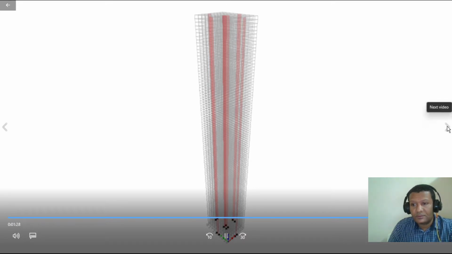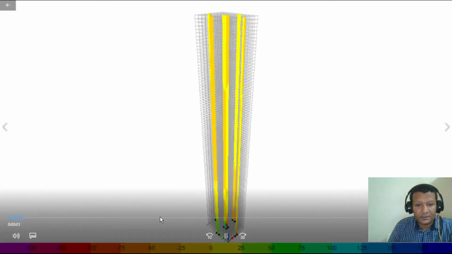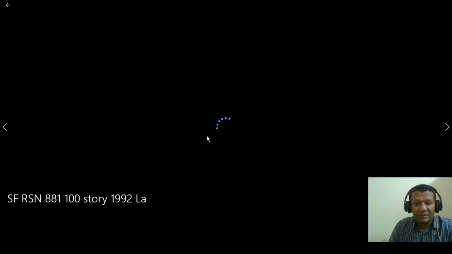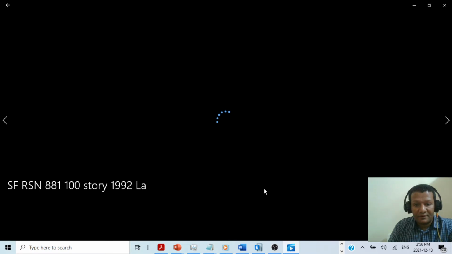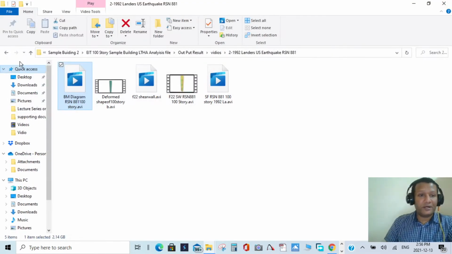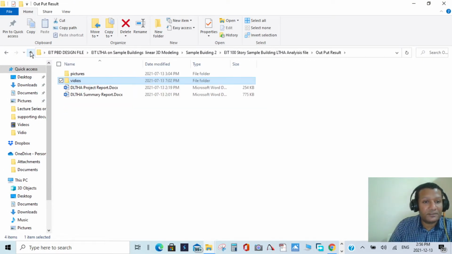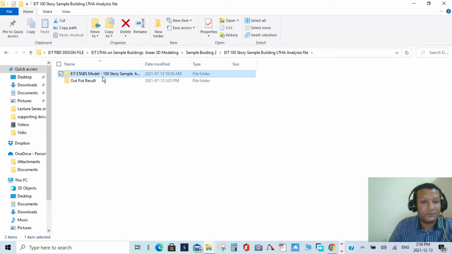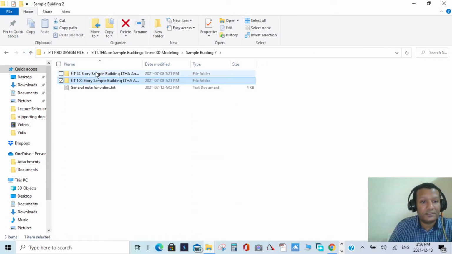This is for the shear wall. This is how it varies. Okay, we will come back. This is what the result will be, and this is 400 story, this is 44 story.